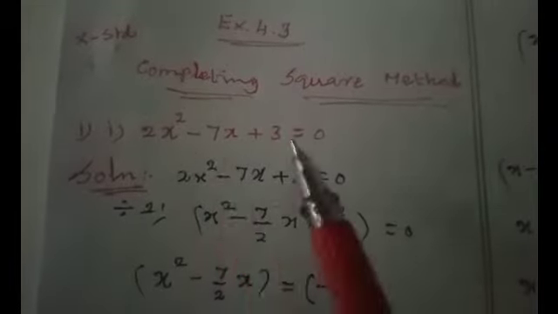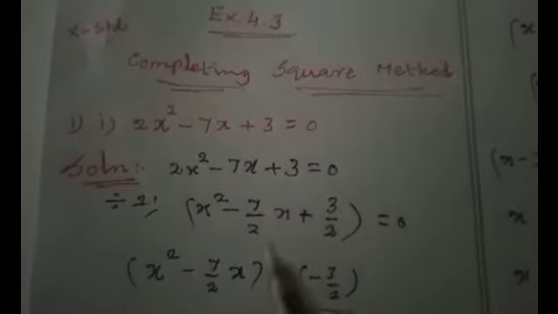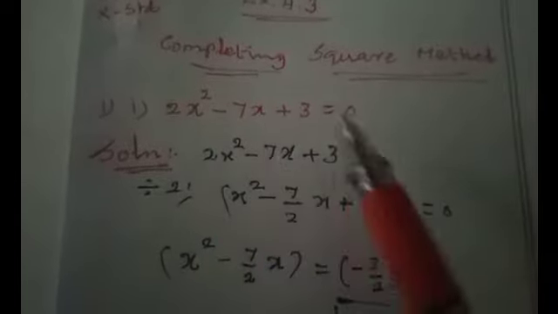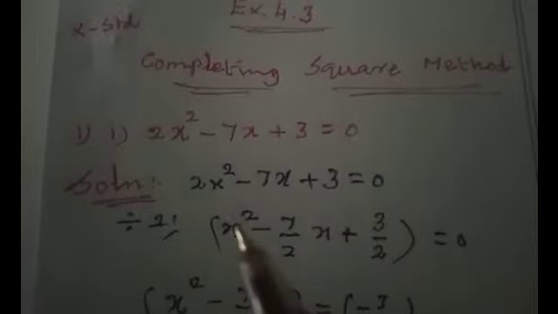Exercise 4.3. In solving the quadratic equation, now we are going to learn the completing the square method. So, solving the quadratic equation by completing the square method. Let us take Exercise 4.3, the first Roman letter, first subdivision. It is given that 2x square minus 7x plus 3 is equal to 0. This is a quadratic equation since it is in the form of x square, x and constant term. Now we have to solve this by the completing the square method.